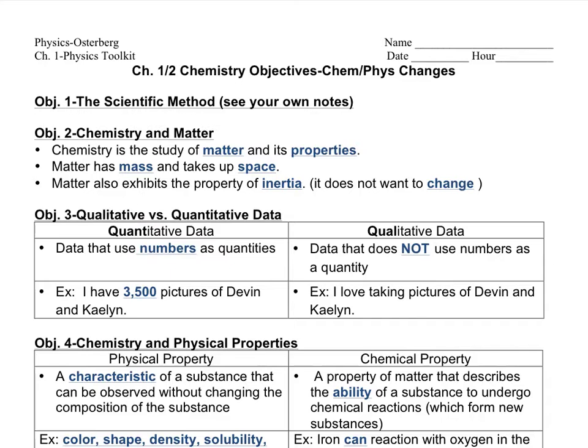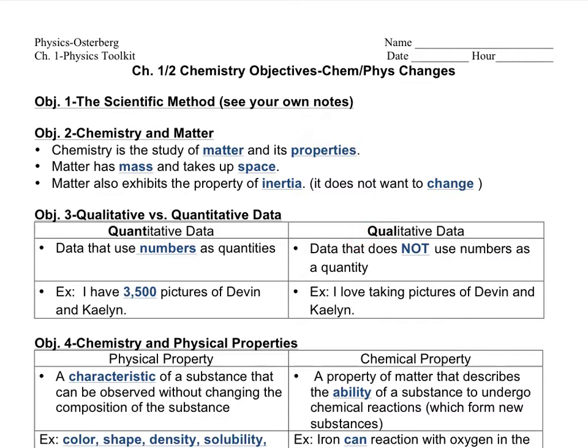So if you have something that's numerical, for example, I have 3,500 pictures of Devin and Kaylin. I probably have way more than that. I should go on my computer and check it out. You can see that number right there indicates a quantity. I have that many of them. So it's a quantity or a measurement.